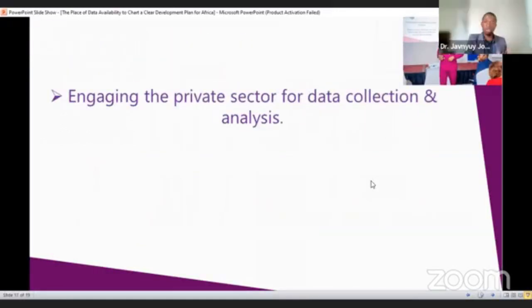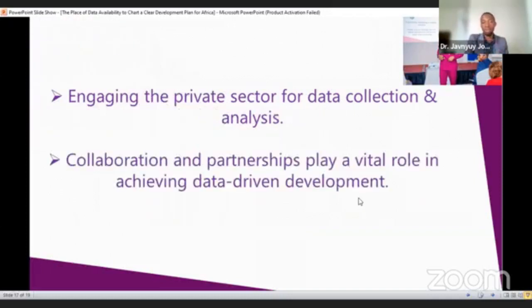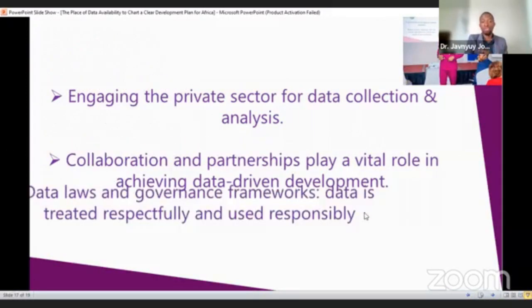Engage the private sector for data collection and analysis. Everybody should be involved. Small business, large business, NGO, churches, mosques, Muslims, atheists. As long as you're a human being and you run an institution, we should start teaching them on how to do this. Collaboration and partnership will also play a vital role in this area. Let us collaborate as much as we can to do this.